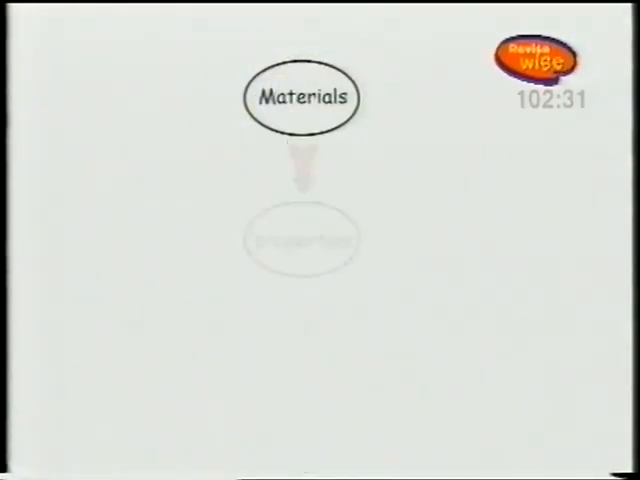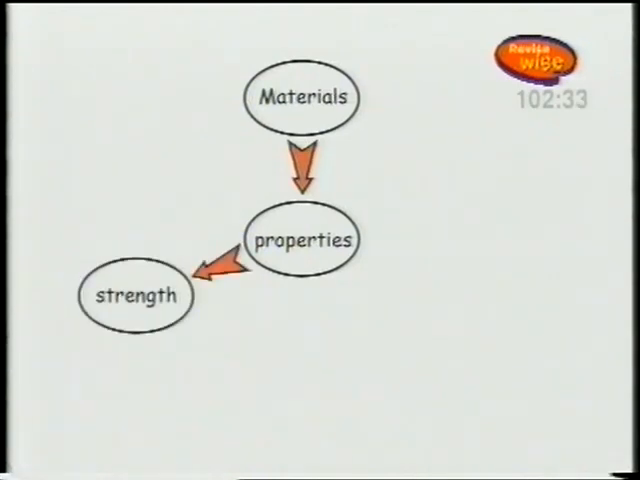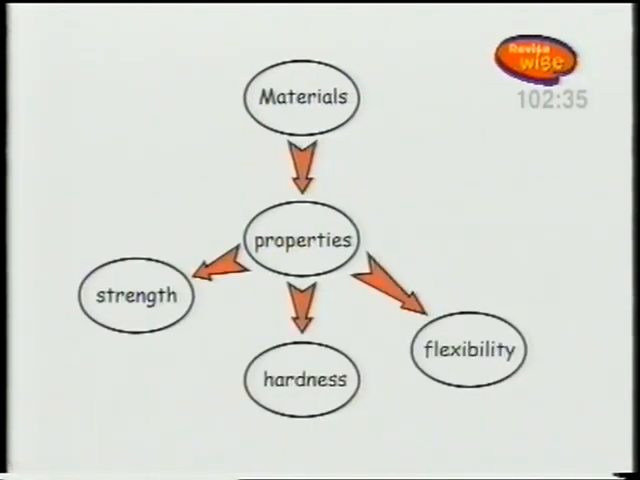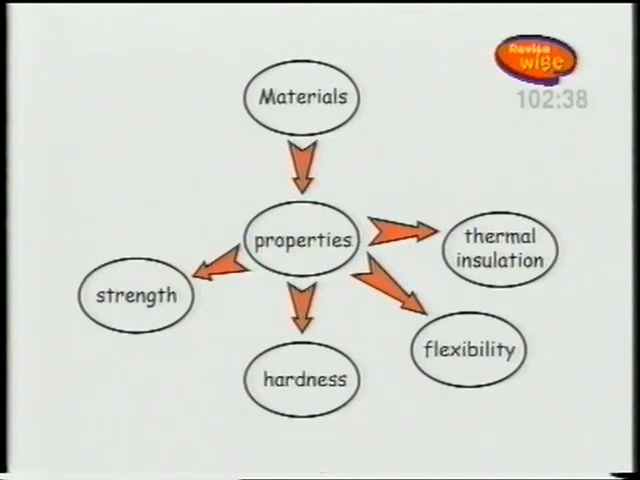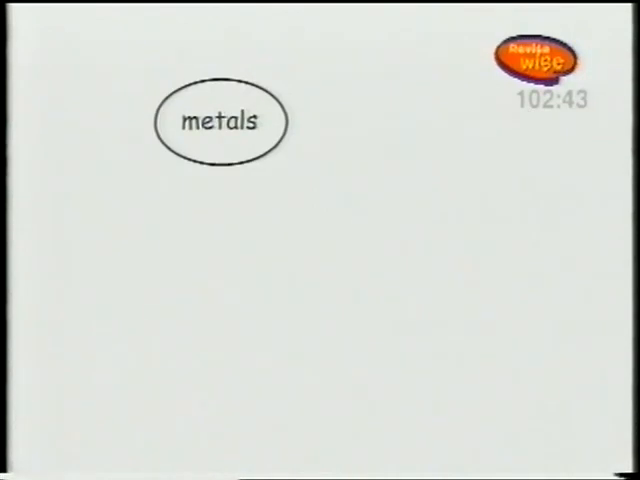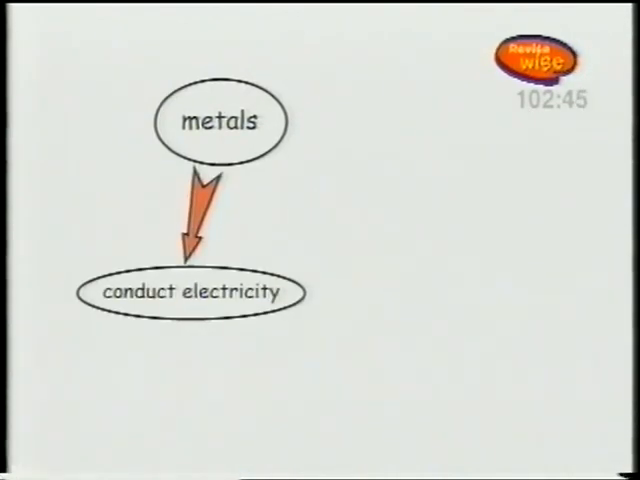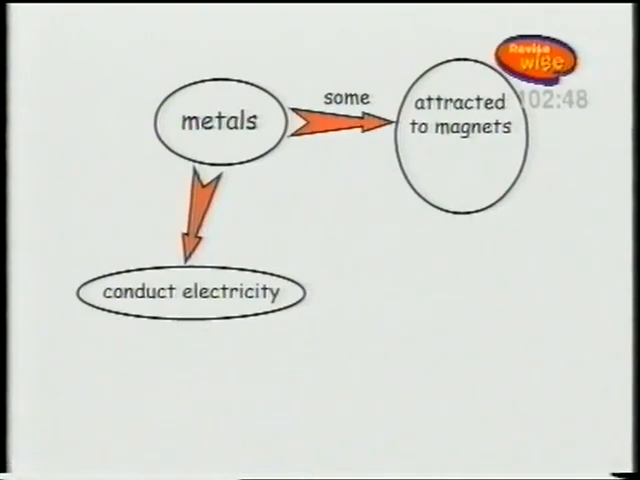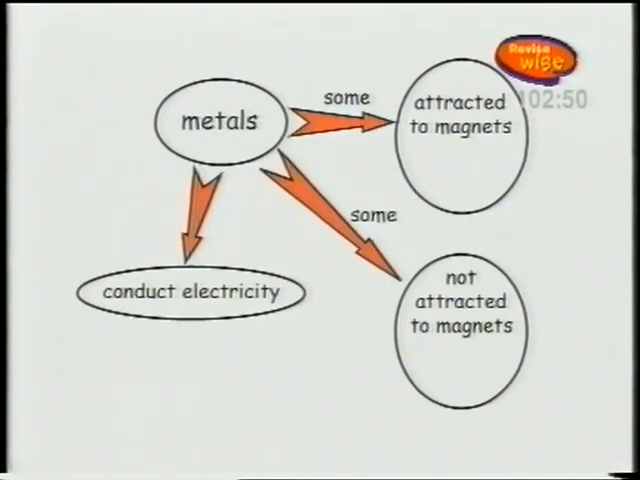Now it's time for us to fill the memory bank and link together the key things we need to remember. Materials have properties like strength, hardness, flexibility, thermal insulation, and the ability to conduct electricity. All metals conduct electricity. Some metals are attracted to magnets. Some others are not attracted to magnets. Iron and steel are metals that are attracted to magnets. Aluminium and copper are not attracted to magnets.